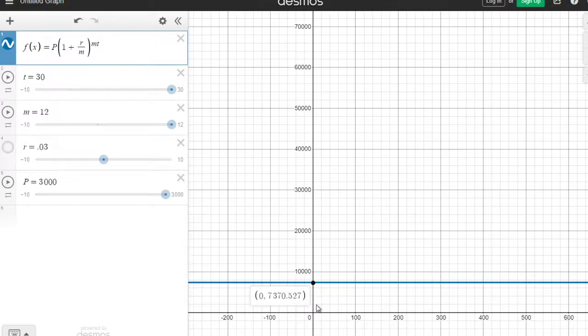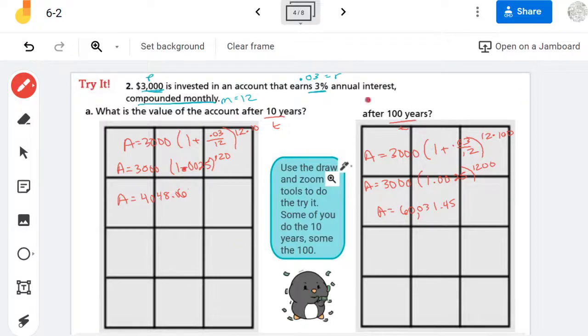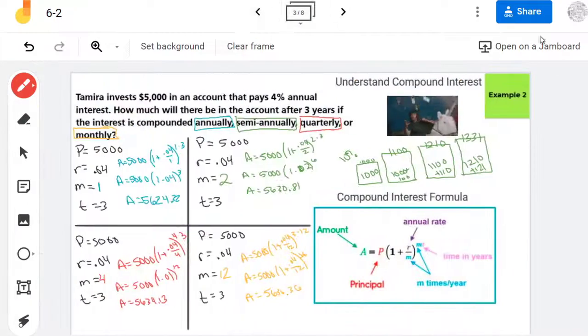All right, it's, I don't know, a decent amount. Okay, so that's where we get into this idea of investing when you're young, because the money grows faster the longer that it's in an account. Okay, but there we have it, guys. That is understanding compound interest.